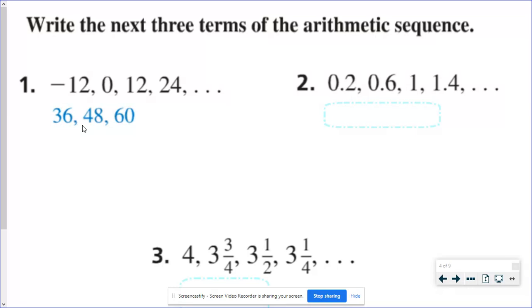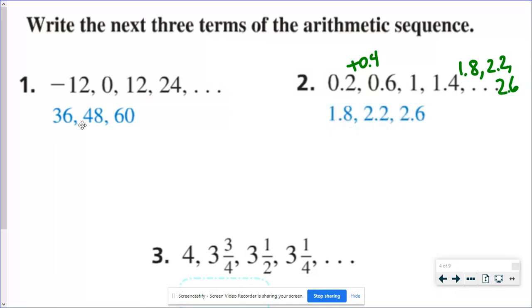In number 2, yes, they're decimals, but that's okay. What's happening here every time is I am adding 0.4 to get to the next term. So my next one would be 1.8, and then I would add 0.4 again, and I would have 2.2, and then 2.6. Finding the next 3 in a pattern, not that big a deal.